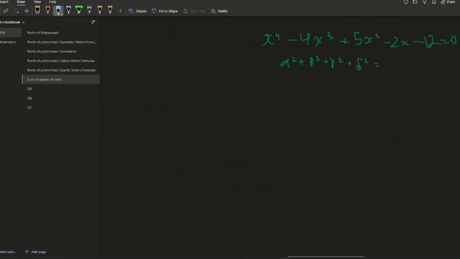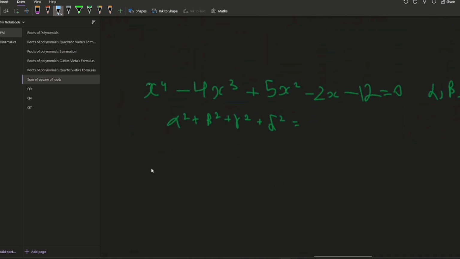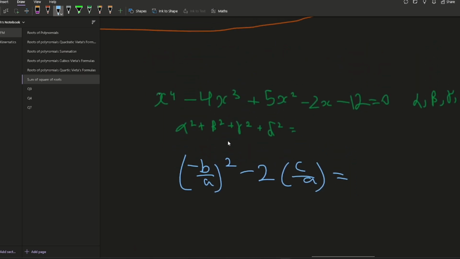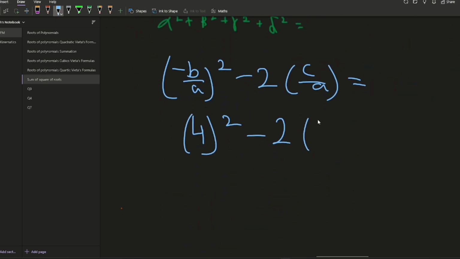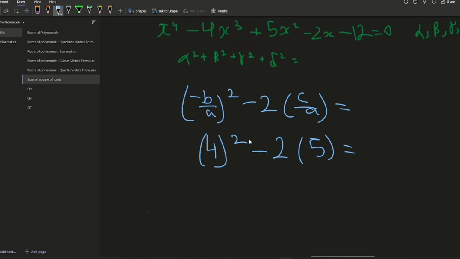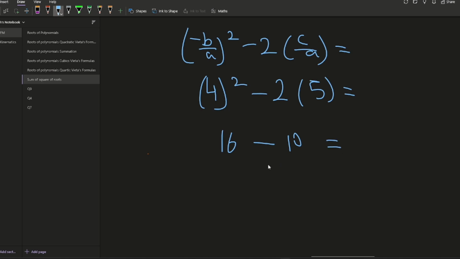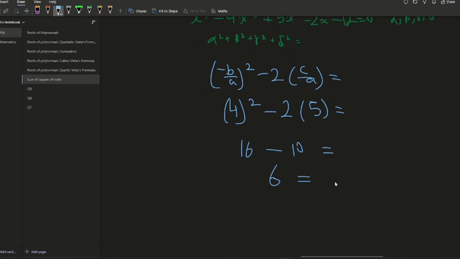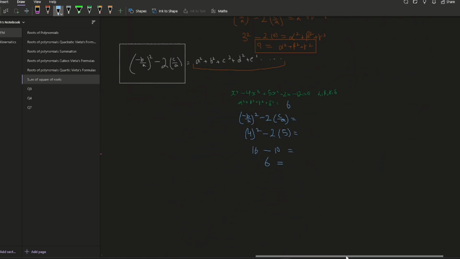So let's solve for the sum of squares of roots for this quartic equation, which will be minus b over a, squared, minus 2c over a, right? So minus b over a, which is 4, squared, minus 2c over a, c is 5. So 4 fours is 16, and 2 multiplied by 5 is 10. So the value of the sum of squares of roots for this quartic equation is 6. And this is it for today's lecture.